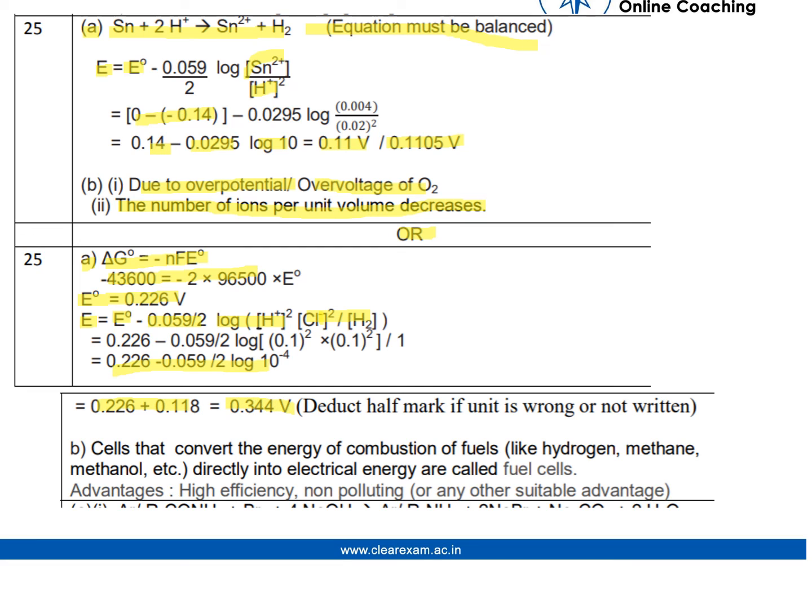Now its B part was to define fuel cell and write its two advantages. So the fuel cells are the cells that convert the energy of combustion of fuels like hydrogen, methane, methanol, etc. directly into electrical energy. Advantages are high efficiency and non-polluting.